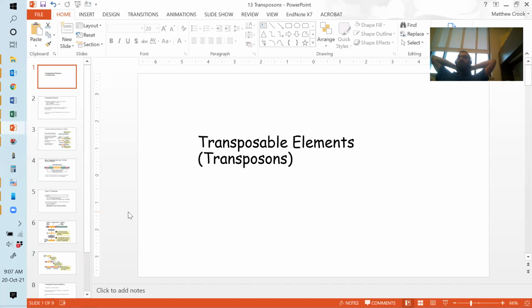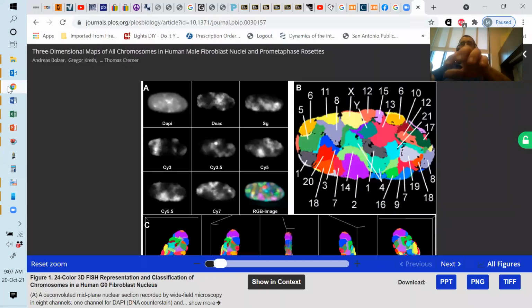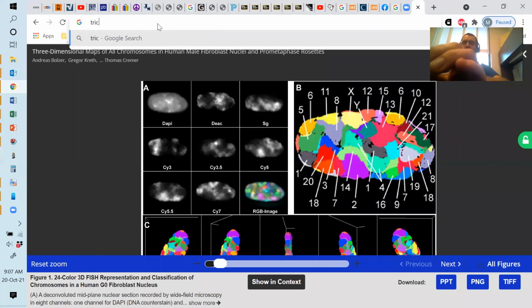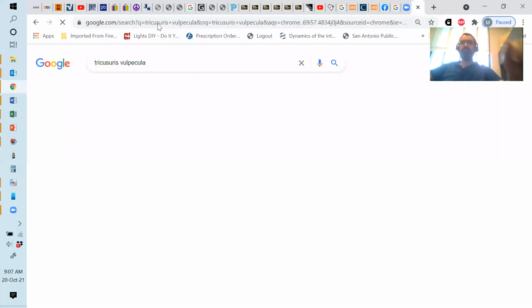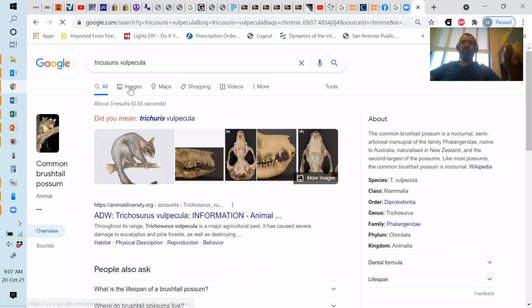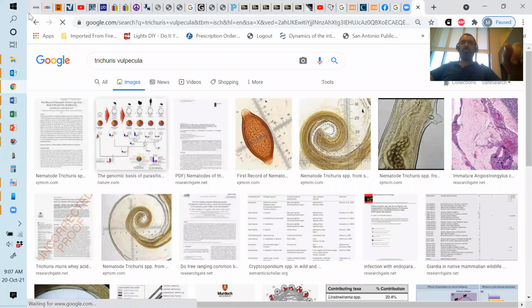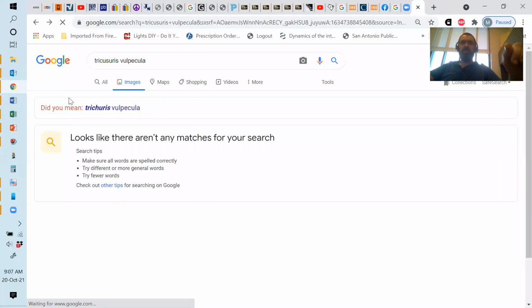Because I worked in New Zealand and Australia for some years, and possums, not the ugly opossums that you have here, they're actually very pretty. Let's see if I can show you a picture of one. What are they called? Trichosurus vulpecula. I don't want any skulls. Oh, Trichuris, fine. Nope, that's a parasite. Don't want that. Dang it.